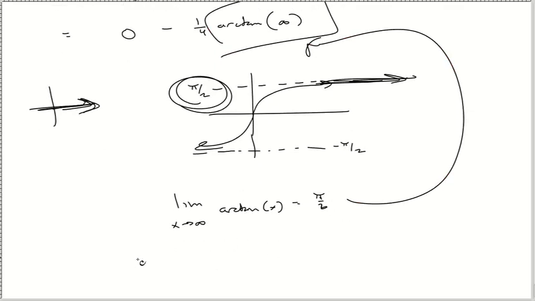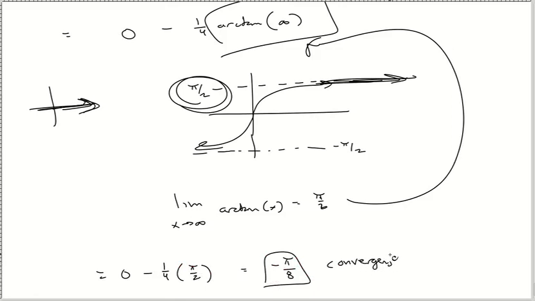I don't have to write this limit every time. You understand? I don't have to write it every single time. And so my ultimate answer is negative pi over 8. And so therefore you got a number, didn't you? So you would say it converges. Convergent. Converges. Yeah, whatever.